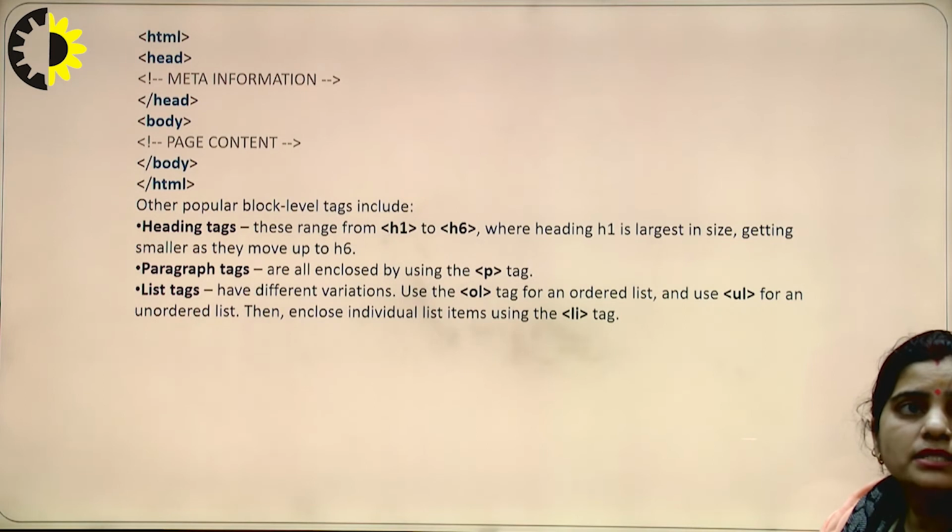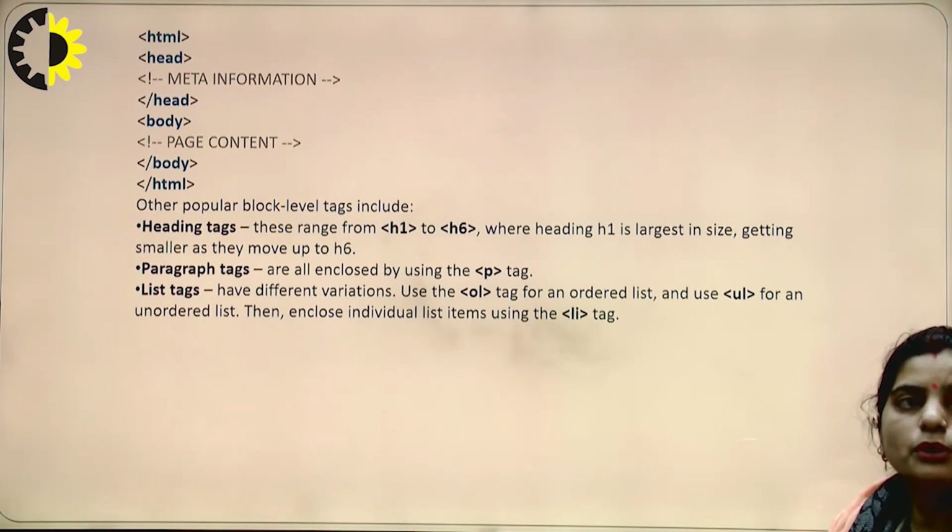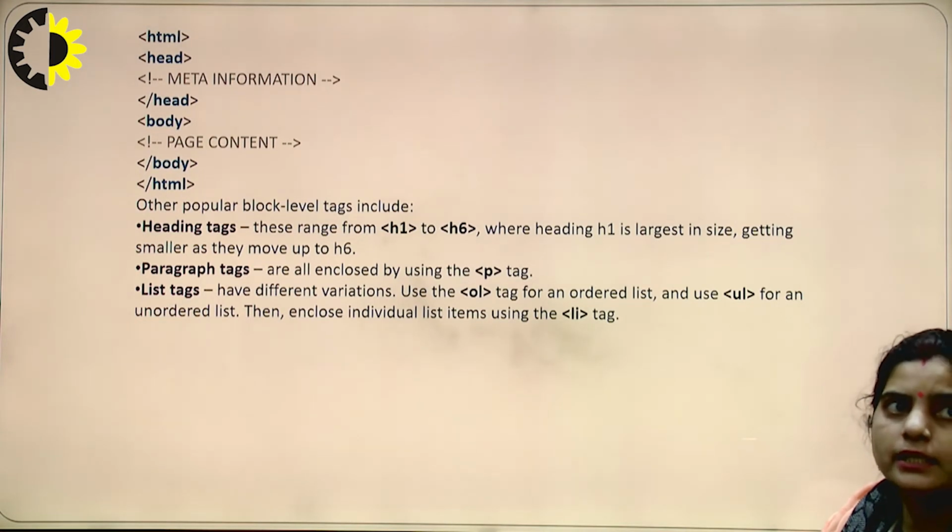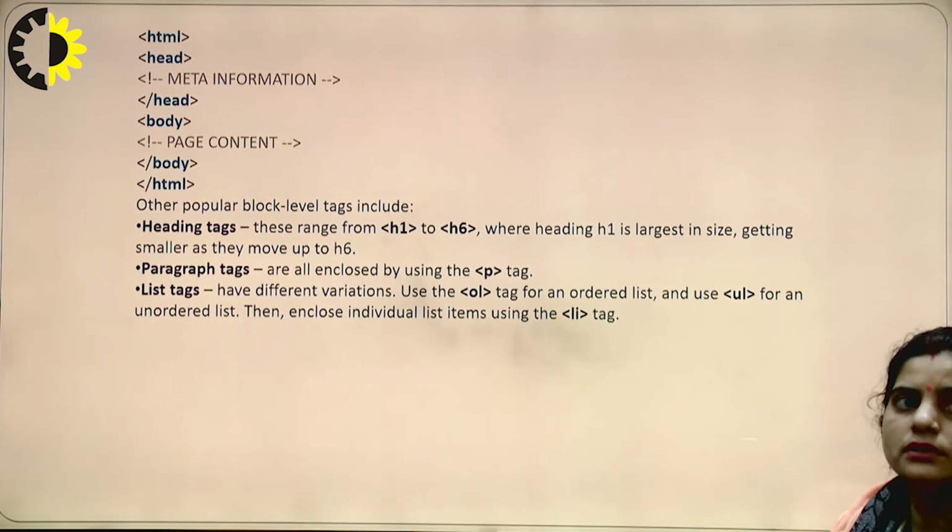Just like in the given example, first of all we are going to use the HTML tag. We are going to open the HTML tag, then the head tag. Inside the head tag we are going to write the meta information, which indicates the content we are going to display in that particular example, and after that we are going to close the head tag.